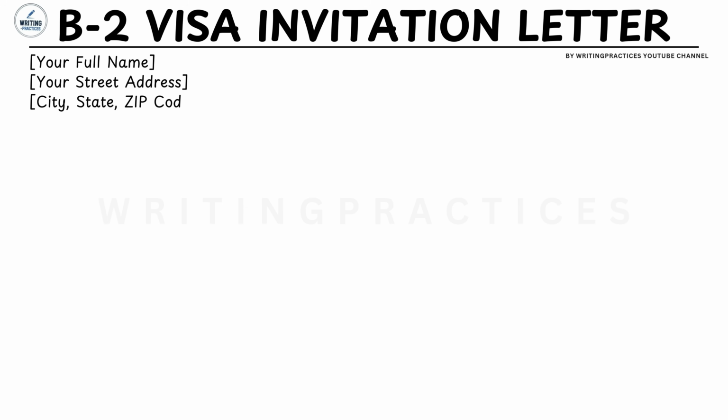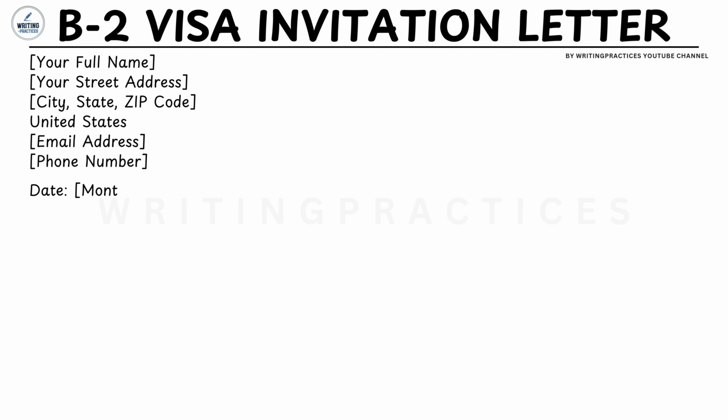Your personal information. Let's begin with your own details at the very top of the letter. This section includes your full name, your street address, city, state, zip code, United States, email address, phone number. This is where you identify yourself to the visa officer. Make sure you write your full legal name as it appears on your government-issued ID. Include your full US address with the correct zip code and double-check that your email and phone number are current and professional. These contact details will be used if the consular office needs to verify any part of your invitation.